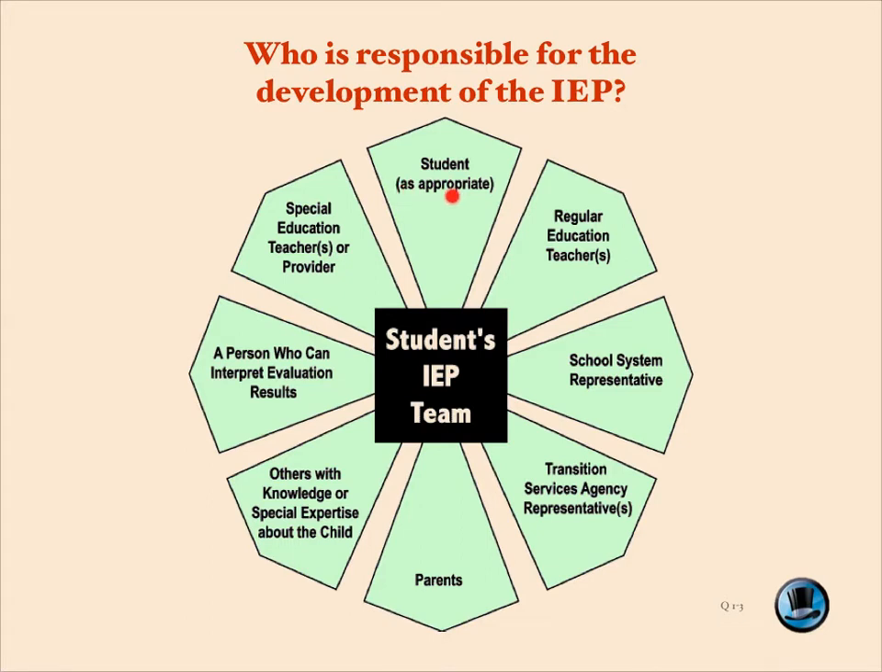And sometimes that is going to be the student, who gets together and gives us feedback. Clearly, the regular education teacher is going to be there so that they can give performance indicators. They can say, these are the things that I'm seeing in the class, these are the things that we can do, here's some things that I might need to fully include the child. There needs to be a school system representative, someone that can make fiscal decisions. A lot of times that's going to be a principal.